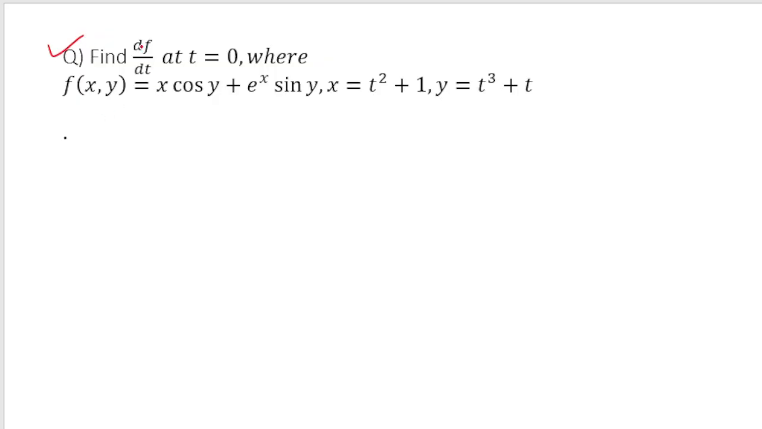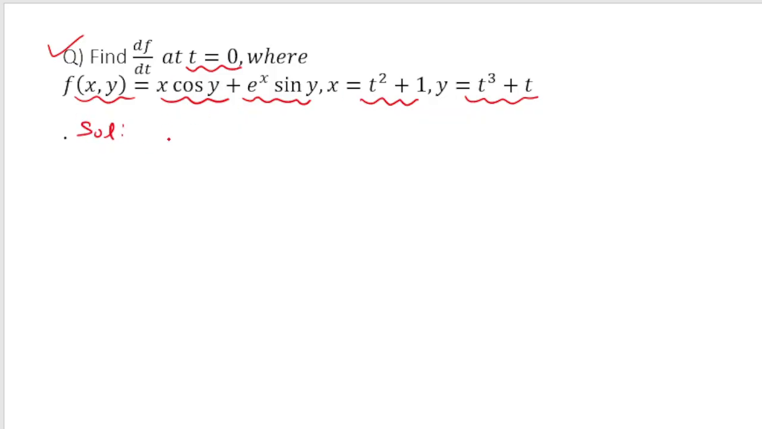So here we have to find df by dt at the point t is equal to 0, where it is given that the function is x cos y plus e to the power x sin y, x is equal to t square plus 1 and y is equal to t cube plus t. So how to solve it?